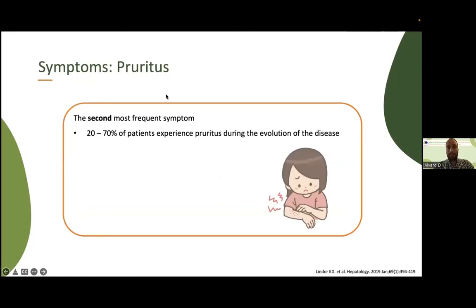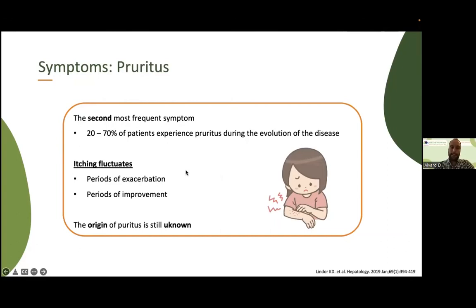Another relevant symptom is pruritus. It is the second most frequent symptom and appears in up to 70% of patients during the evolution of the disease. It's important to know that this itching fluctuates. There are periods of getting worse, there are periods of getting better, and the origin of pruritus is still unknown.